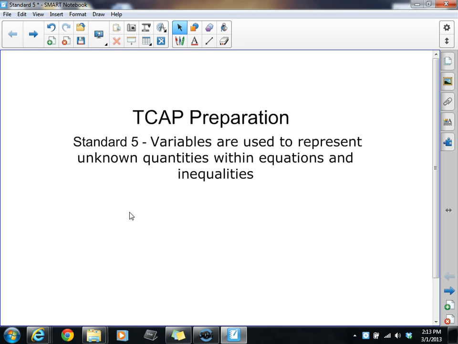Now you all need to be on page 643. Page 643, that's where we can get into these problems. Alright, so the fifth standard for TCAP is variables are used to represent unknown quantities within equations and inequalities. Now, let's go ahead and get started then.